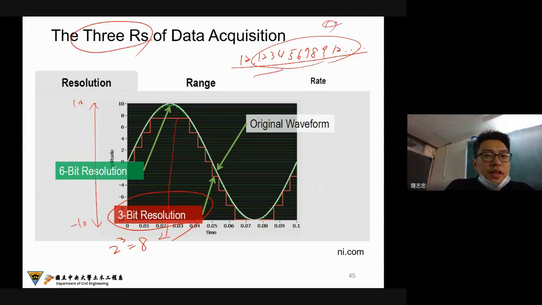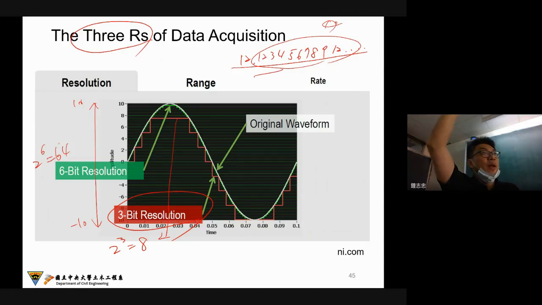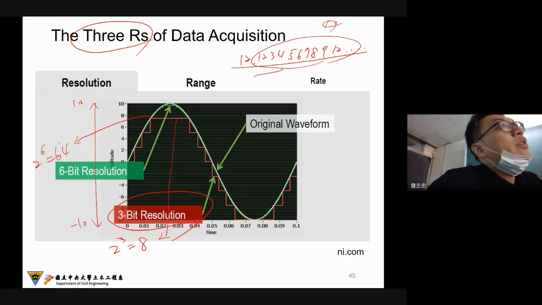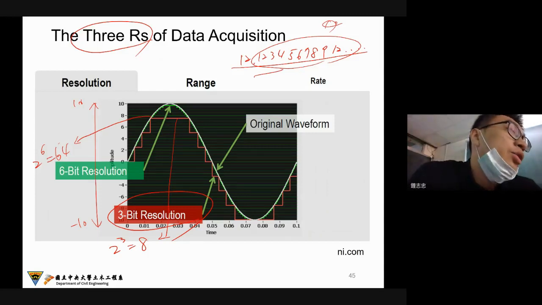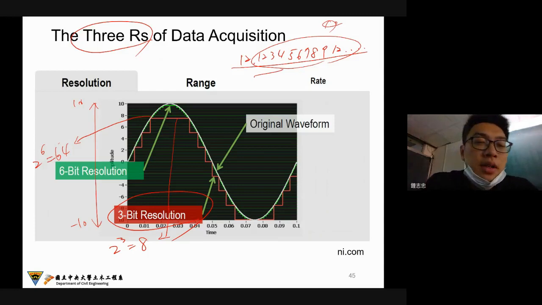However, if you extend to 6-bit, what is that? 64. Right now we have 64 steps from -10 to +10. Here you can find the green line. It's much better at describing the waveform, right? This is what we call the resolution to quantify the amplitude of the signal.